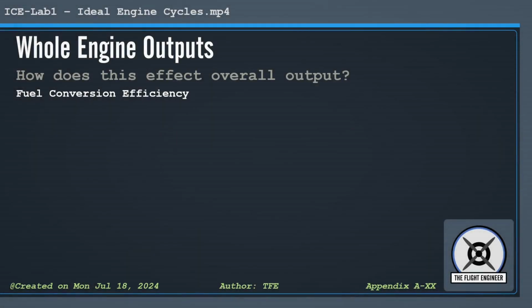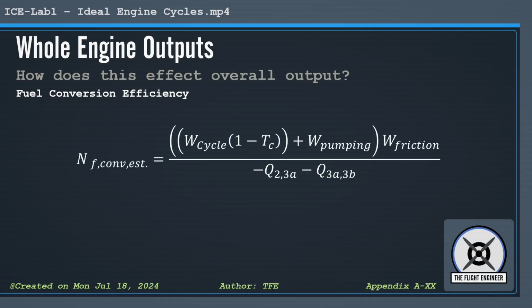With all these new terms added, we're going to want to revisit fuel conversion efficiency. This is what the modified formula looks like. On the top line, we basically have the BMEP equation, except instead of MEP terms, it's work terms. So this is basically going to be the work of the cycle, accounted for all the thermal, pumping, and friction factors we already talked about. You take that whole quantity and just divide it by the Q in during the combustion phases.